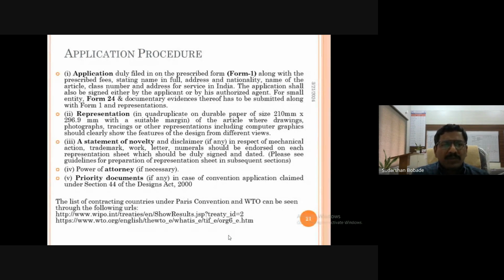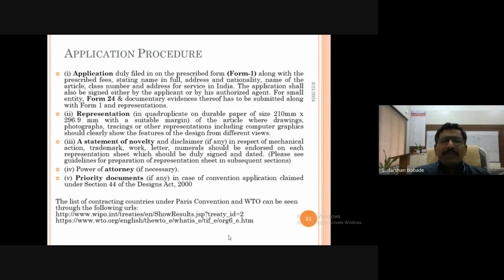Now, application procedure: we have to fill form number 1. If we are going for the offline mode, we have to just take the printout of form number 1 and fill it physically. But if we are going for the online mode, there are some fields that we have to fill, and after the successful submission of that particular data, form number 1 will be populated. We have to take a printout of the same and then we only have to sign it.